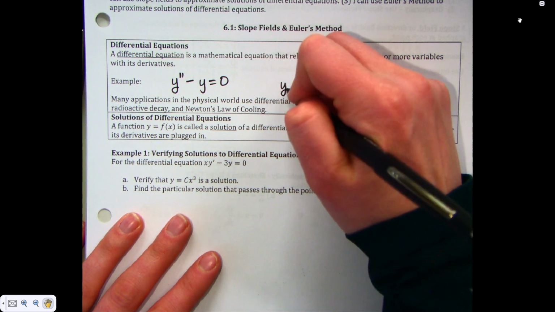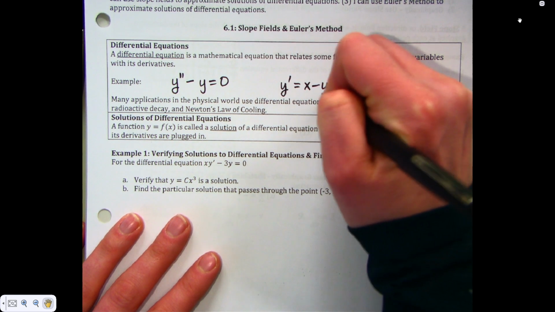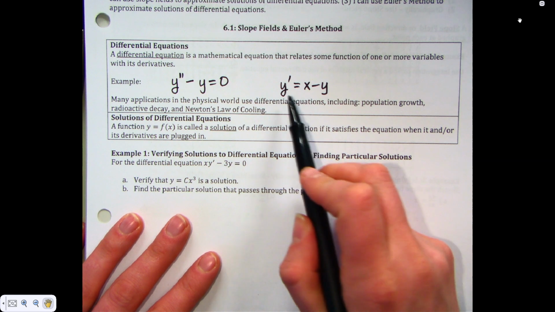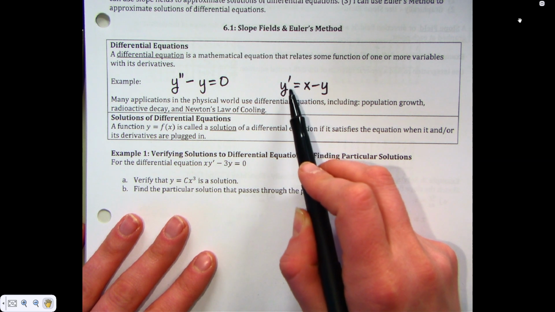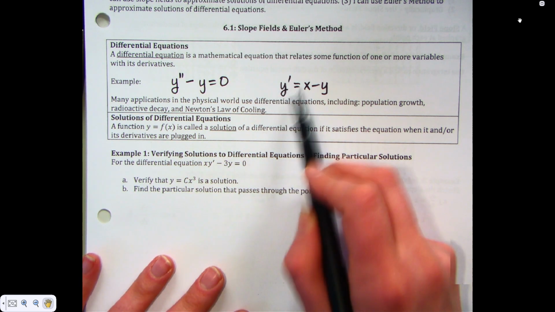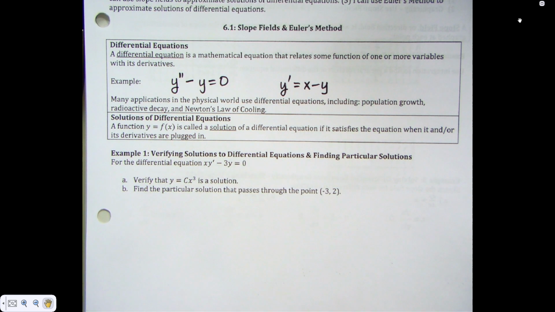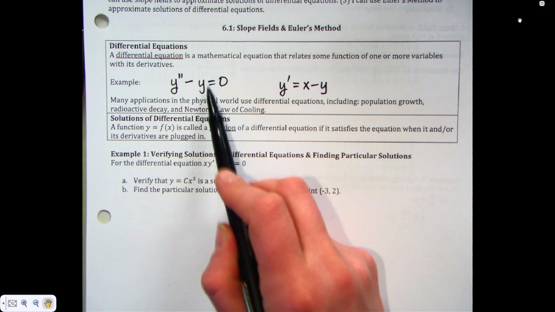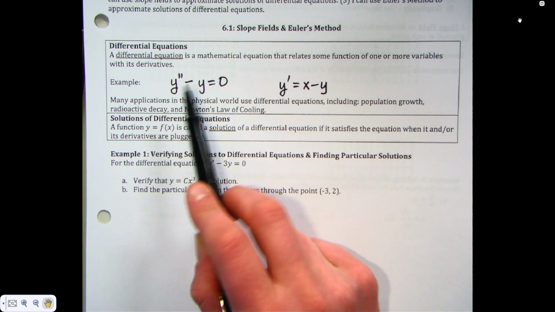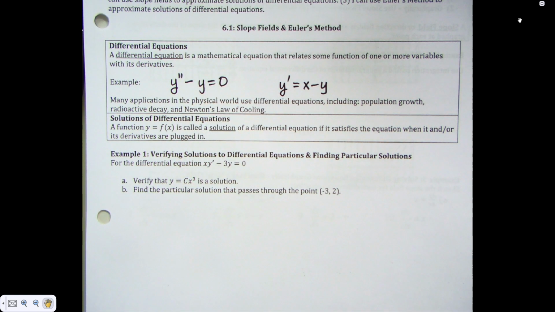Or for example, y prime equals x minus y. What kind of function would be such that its derivative was the difference between x's and y's? Again, a differential equation is any equation, so it has an equal sign, that also involves derivatives. And unlike your algebra courses where the solution to an equation was a point, here the solution to our equations are going to be equations themselves.